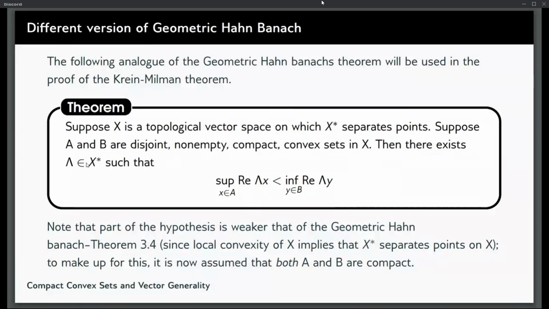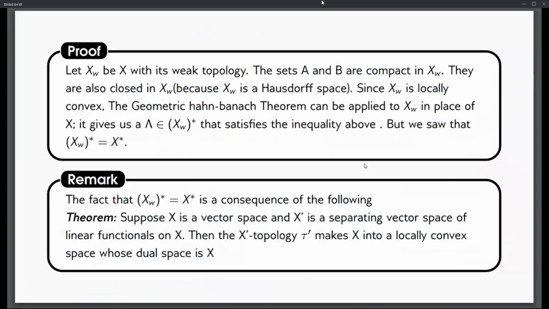Then we can find a functional lambda in the dual such that the supremum of real lambda of x for x in A is strictly less than the infimum of real lambda of y for y in B. Notice that the hypothesis here is weaker than that of the geometric Hahn-Banach, because local convexity itself implies that X star separates points. To make up for this, we assume both A and B are compact, which is more than in the geometric Hahn-Banach.